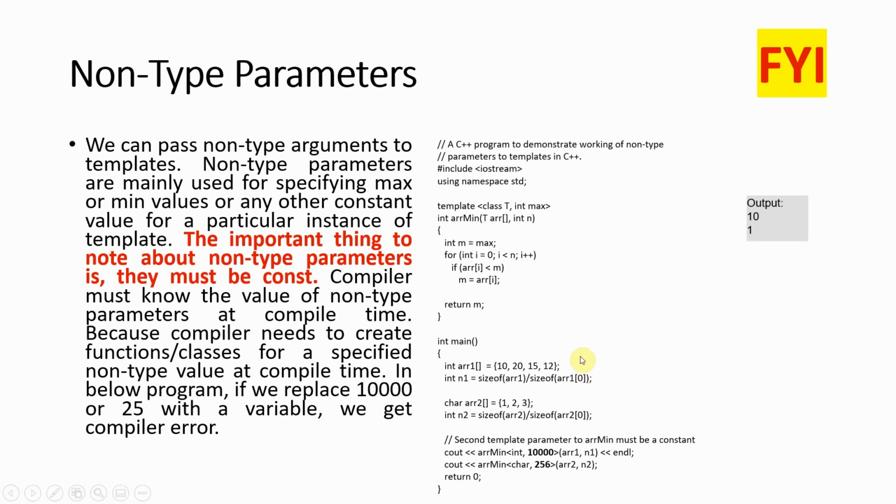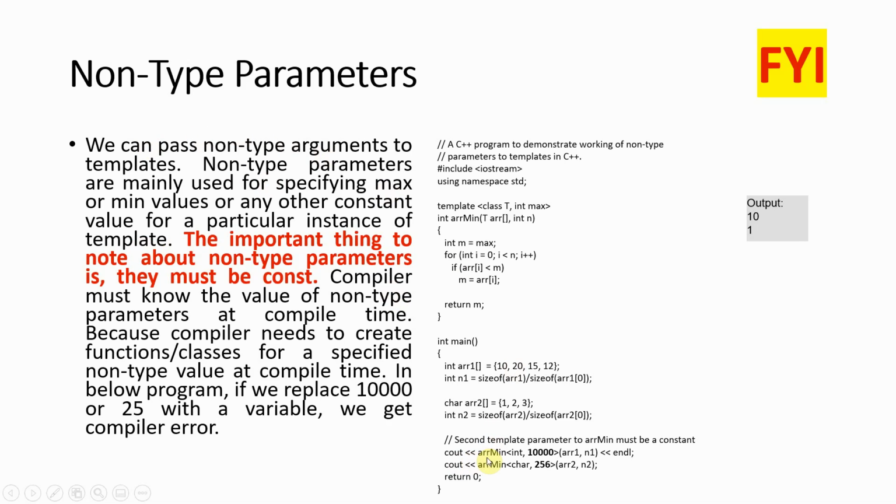These are for your information. So we can pass non-type arguments to templates. Non-type parameters are mainly used for specifying max or min values or any other constant value for a particular instance of template. What do we mean by non-type argument?